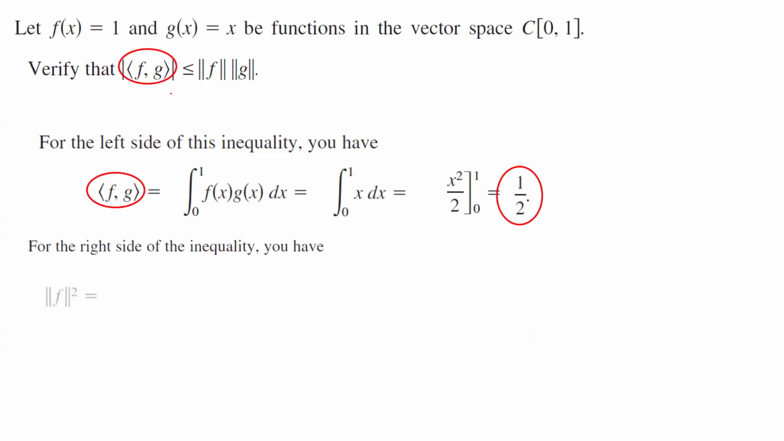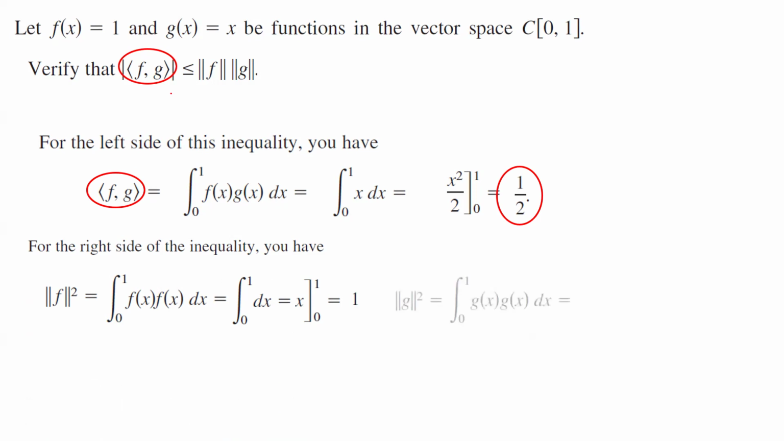For the magnitude of f, the magnitude of f squared is equal to the inner product of f by f, which is the definite integral from 0 to 1 of f times f. Function f is 1, so you get 1 times 1 dx. The integral becomes x bounded between 0 and 1, or just 1.